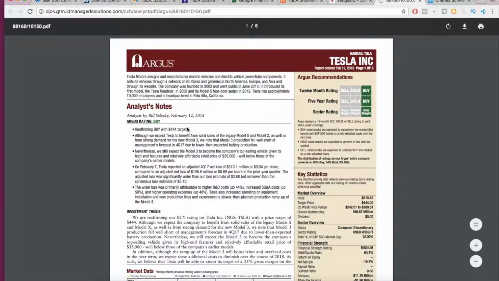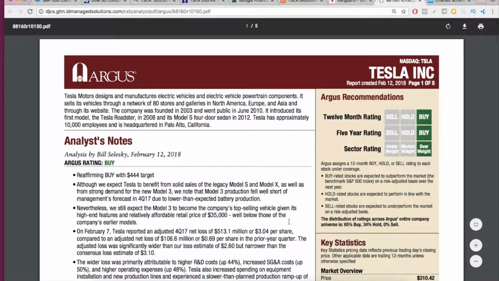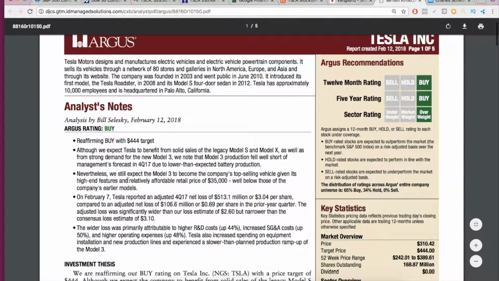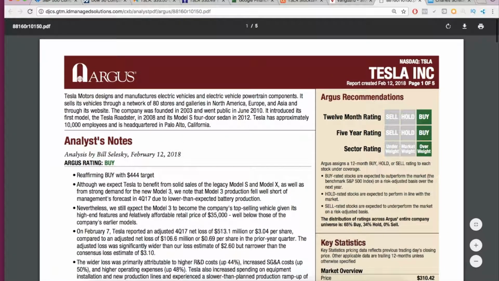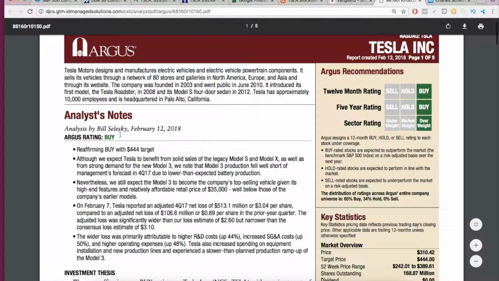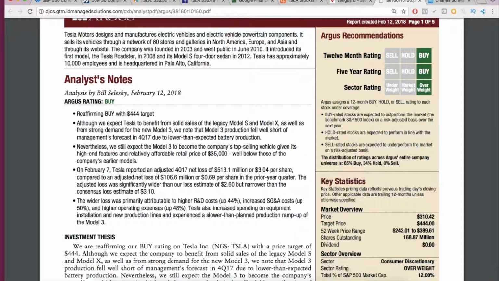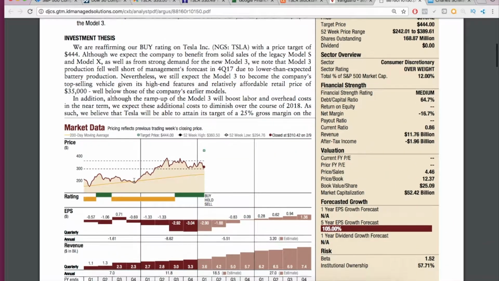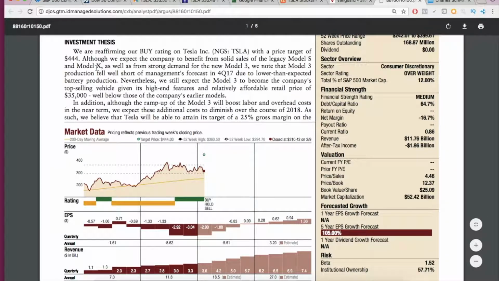So just clicking into the report, let me zoom this in a little bit more. You're going to see a quick summary and the notes. The analyst, Bill Selesky is his name. Why does Bill think Tesla is worth your money? It's worth a good buy. The investment thesis: they have a price target of 444.